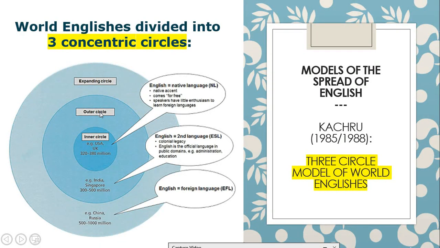The next circle would be the outer circle, which consists of the regions that had undergone an extended period of colonization by members of the inner circle. English is one additional language available to the others that were already available to the local populations, intrinsically tied to the colonial experience and any cultural political baggage that may entail. It represents English as a second language, ESL. And the last of the circles would be the expanding circle, which consists of the regions where English is an important foreign language, and the performance varieties in use by these populations provide them with a means of international communication. And it represents the last group, English as a foreign language.